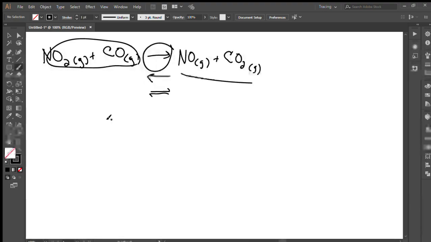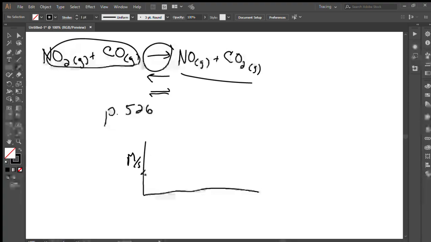If you've got your books, go ahead and turn to page 526. In here is a graph. On this side, you've got molarity per second, so they're showing a reaction rate. On this side, they've got time. So when you start out, your reactants are way up here, for your forward reaction, with the arrow going this way. You've got all reactants and very little products.